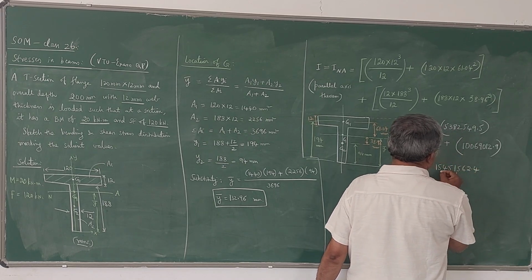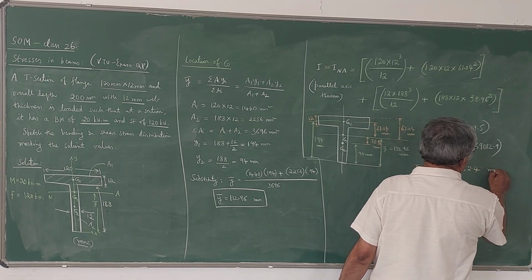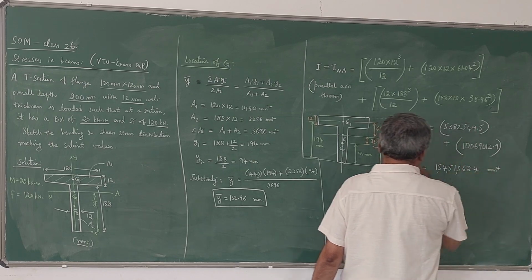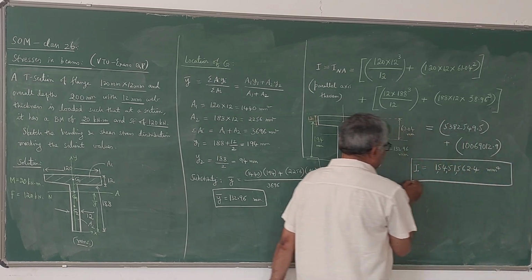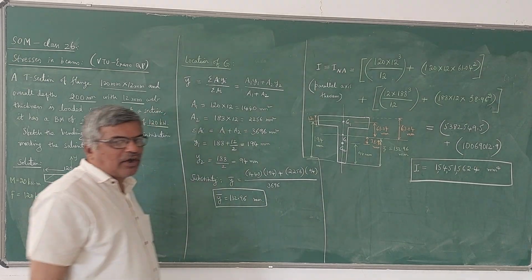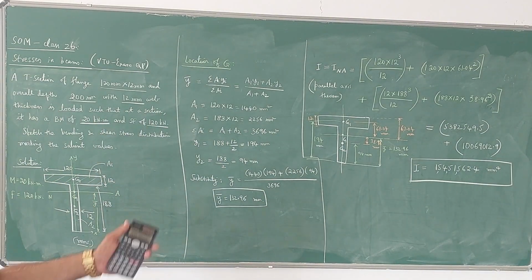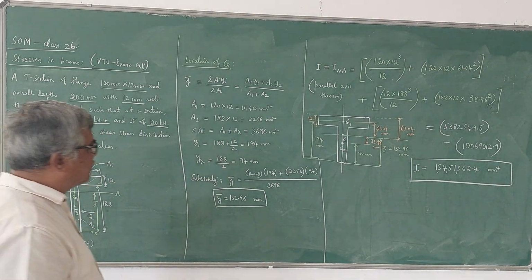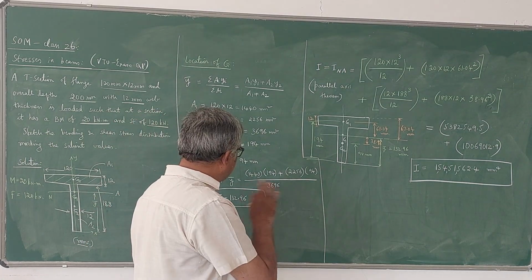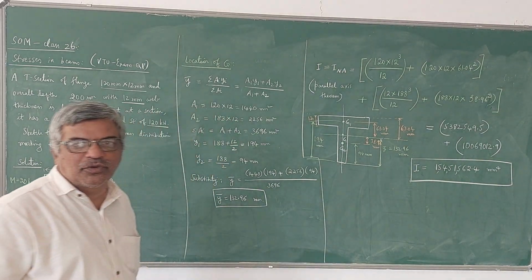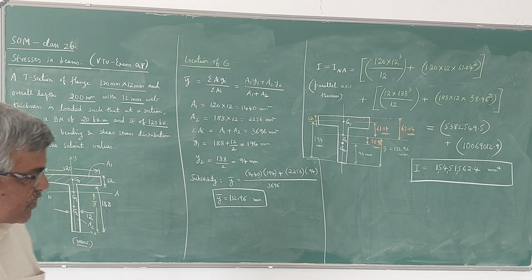Yeah, this is the value of I. It will be in millimeter power 4. So these two steps are very important. First locate the centroid by finding y bar, then find out the moment of inertia. Now, once you get these two values, it will be easy to find out the stress values.